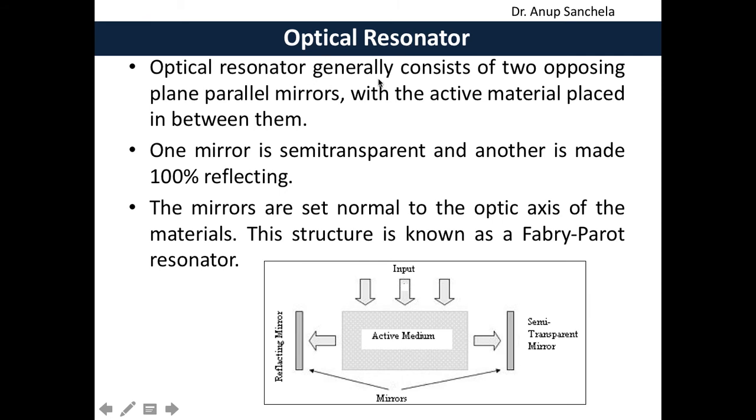An optical resonator generally consists of two opposing plane mirrors, this and this, with the active material placed in between them. One mirror is semi-transparent and the other is made 100% reflecting. This is semi-transparent and this is 100% reflecting. The mirrors are set normal to the optic axis of the material, and this structure is known as the Fabry-Perot resonator.